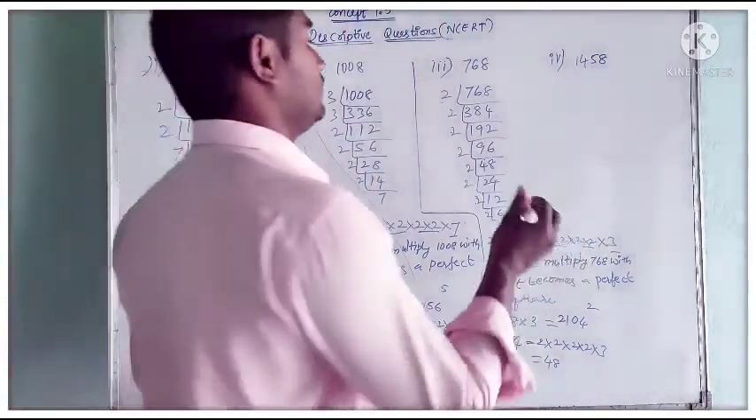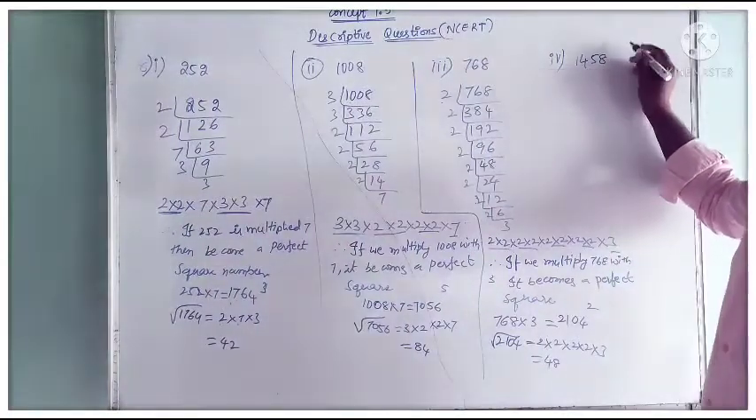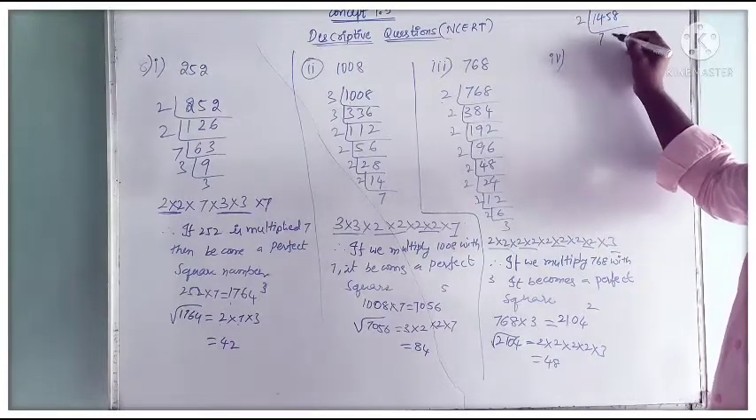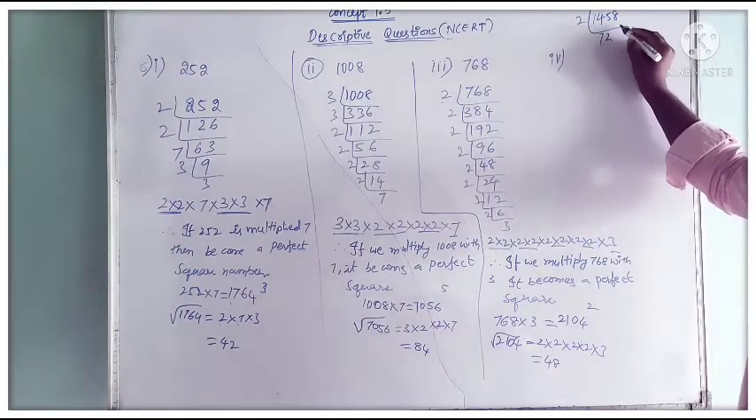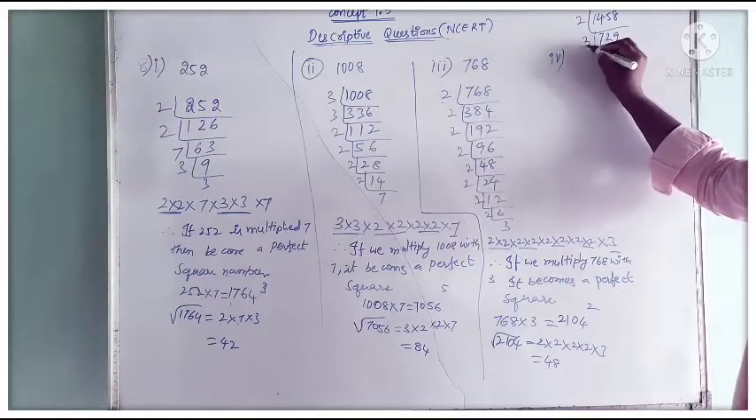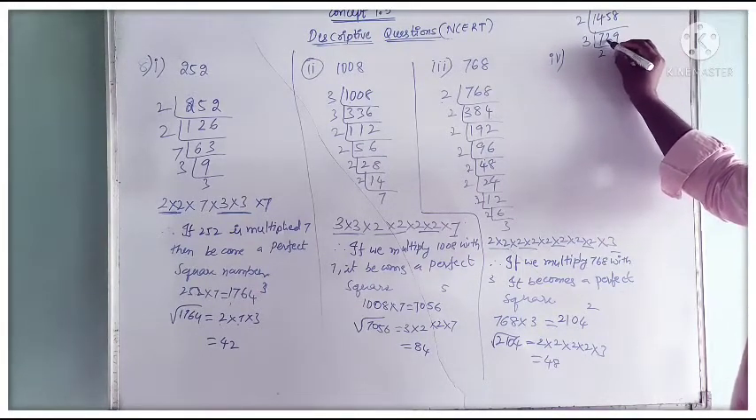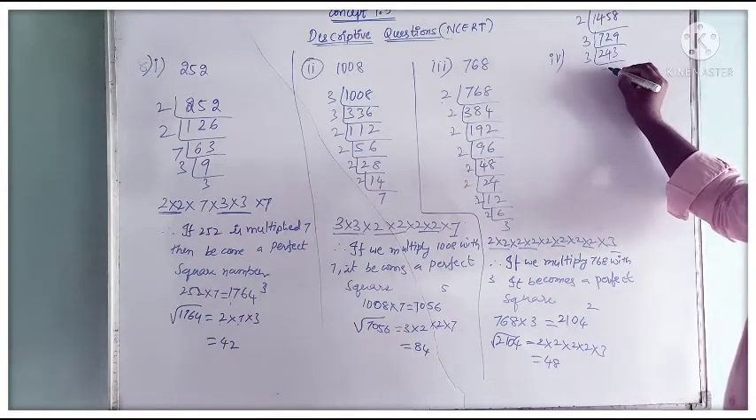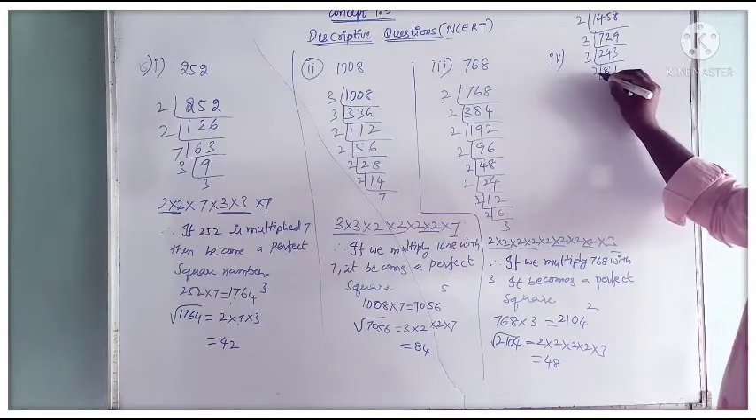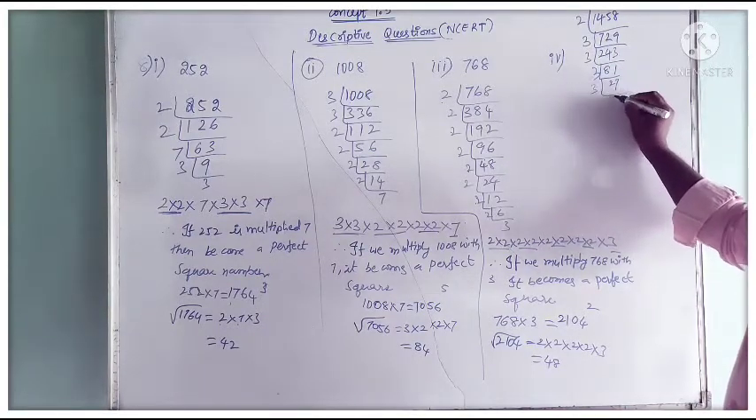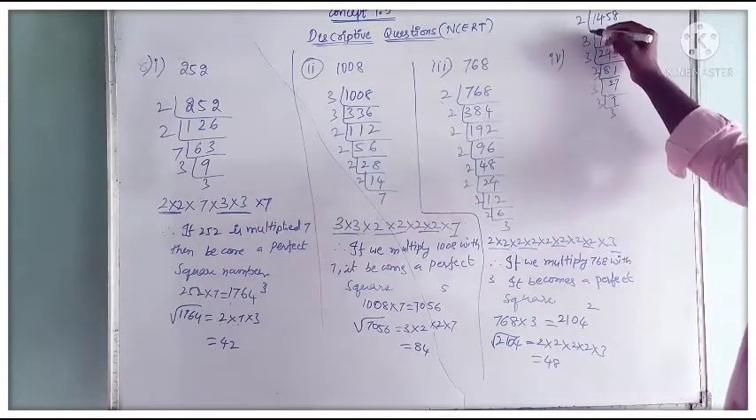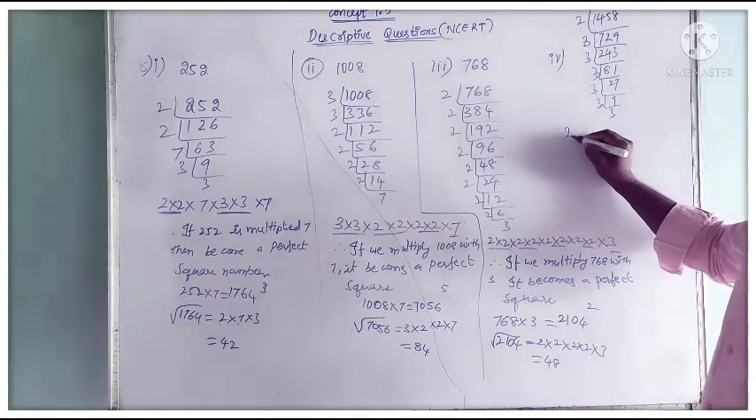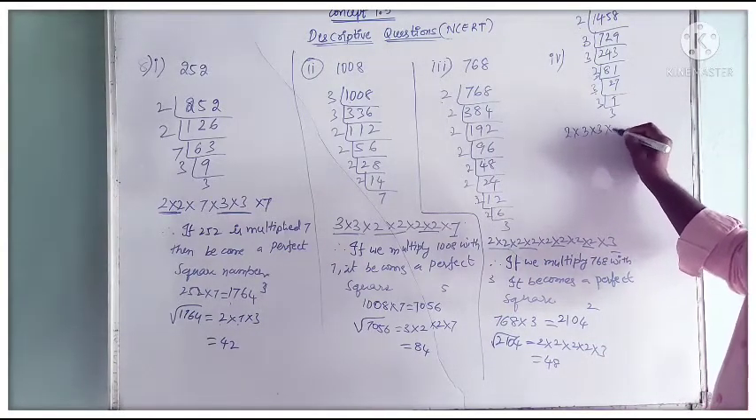Next question. See, next we have 1,458. Do the prime factorization for 1,458. 2 sevens are 14, 2 twos, 2 nines, 729. 3 table. 3 twos are 6, 3 fours are 12, 3 threes. Again 3 table. 3 eighty-ones, 3 twenty-sevens, 3 nines, 3 threes. How many 3s do you have? 1, 2, 3, 4, 5, 6. That is 2 into 3 into 3 into 3 into 3 into 3 into 3.